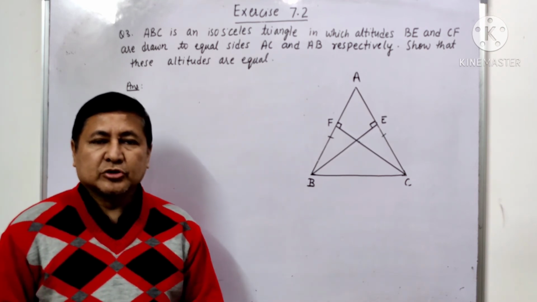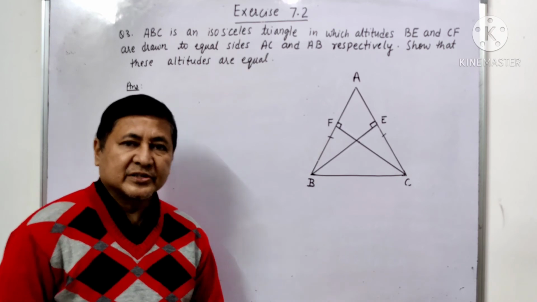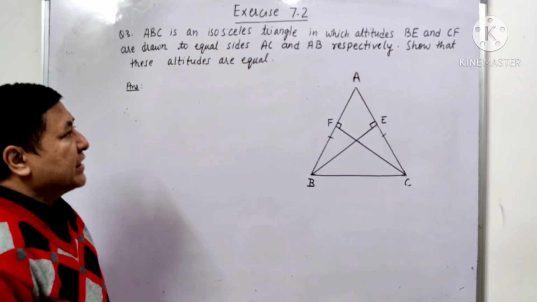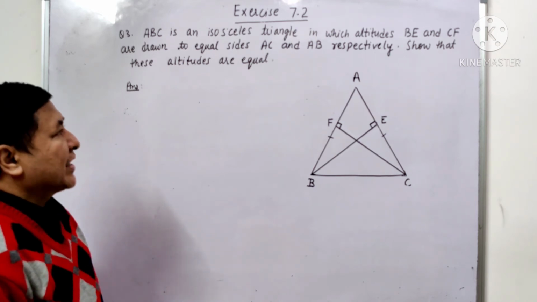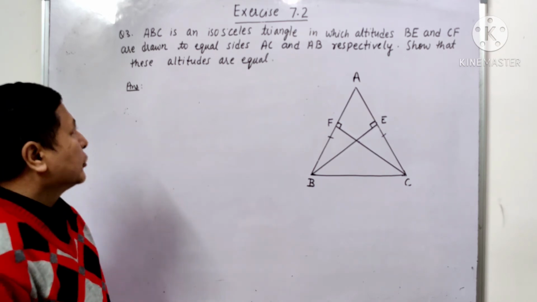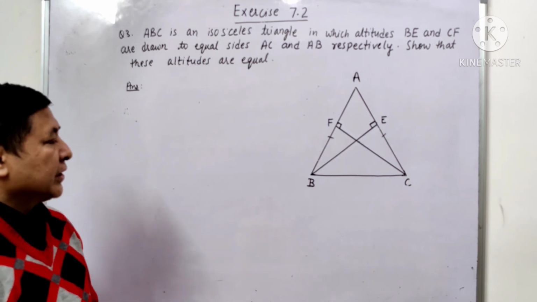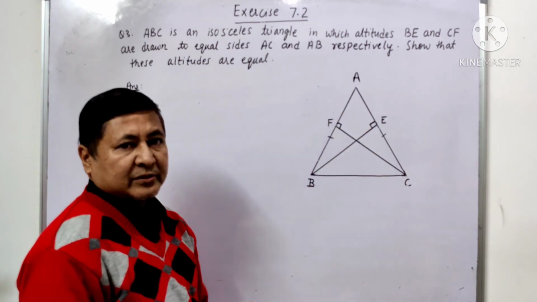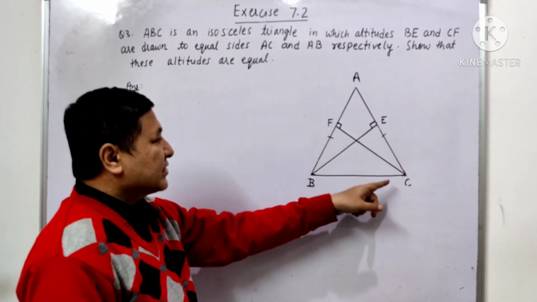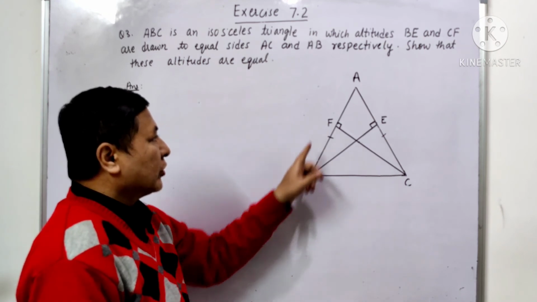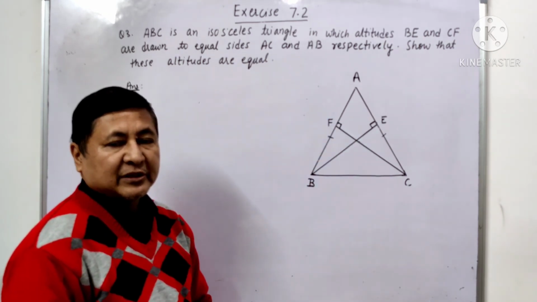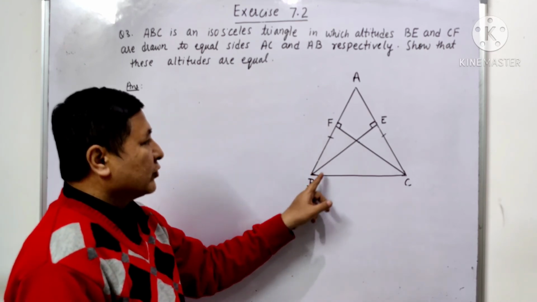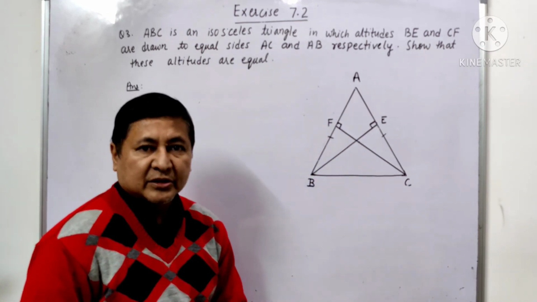Now let us solve question number 3 of exercise 7.2. ABC is an isosceles triangle in which altitudes BE and CF are drawn to equal sides AC and AB respectively. Show that these altitudes are equal. In this question it is given that it is an isosceles triangle with sides AB and AC, and BE and CF are the altitudes drawn on AC and AB respectively, and we have to prove that these two altitudes are equal. That means we have to prove that BE and CF are equal.